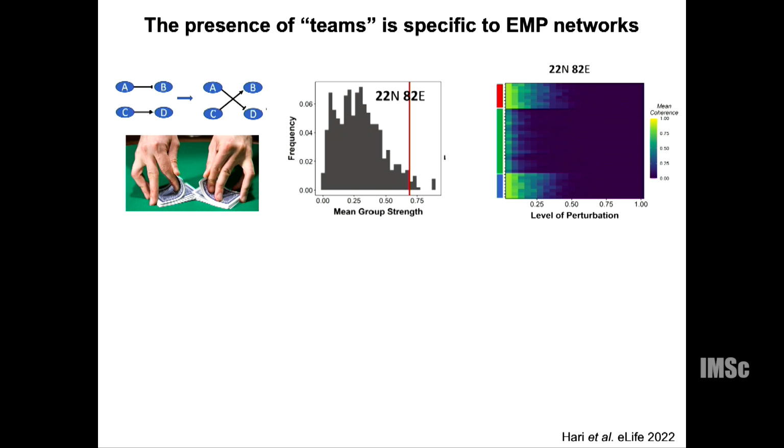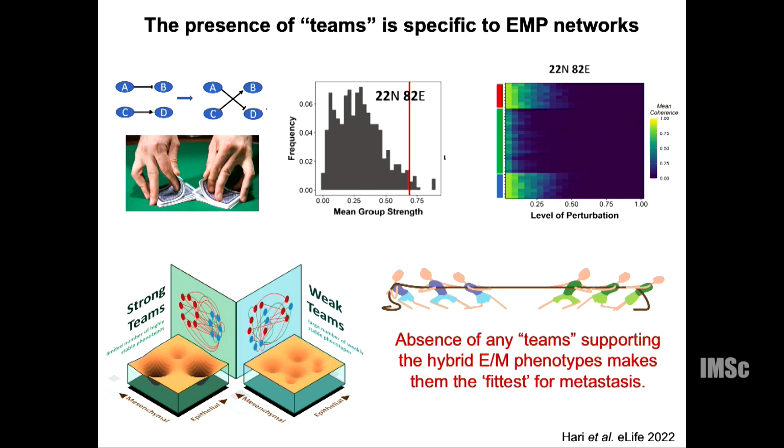If you start from a mesenchymal or an epithelial case, that answer is 50%. If you start from hybrid, that answer is 5%. So there's an order of magnitude difference in the relative stability of these states, which could directly be explained by the presence of teams, because if you look carefully, teams are only present for epithelial and mesenchymal. There's no teams for hybrid states.